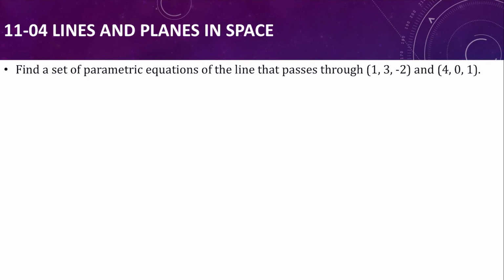So let's find a set of parametric equations of a line that passes through those 2 points. First, we need a direction vector. That would be our vector v, and we just subtract the 2 points. So we'll have 4 minus 1, 0 minus 3, 1 minus negative 2. So v is 3, negative 3, 3. That is our A, our B, and our C.